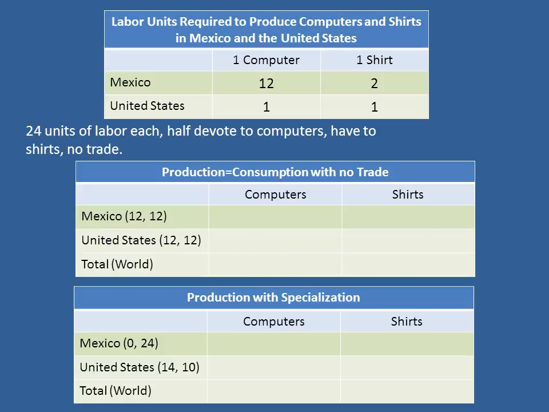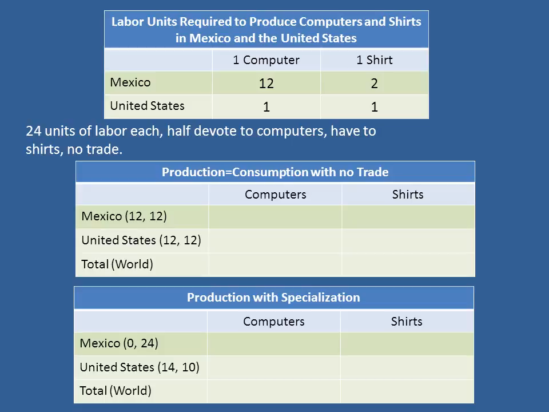What's total world production? Then suppose we have specialization. What's production going to be? So Mexico has 0 units of labor in computers, 24 in shirts. The United States has 14 units of labor in computers, 10 in shirts. What's production in each case? What is the total for the world? And then finally, with production with specialization, can we now find a way to have trade which makes both countries better off? And what's the exact price ratio at which that trade will occur? We'll take that up in a later video.